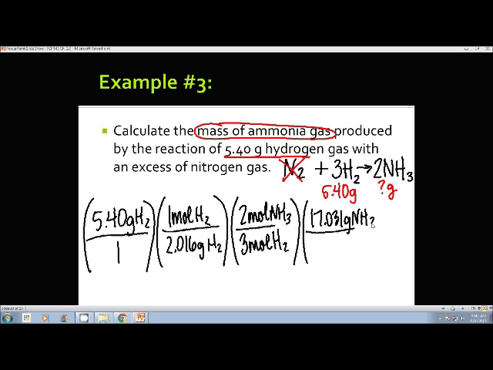So the final answer should be 30.4 grams of NH3. Alright. So that's it.